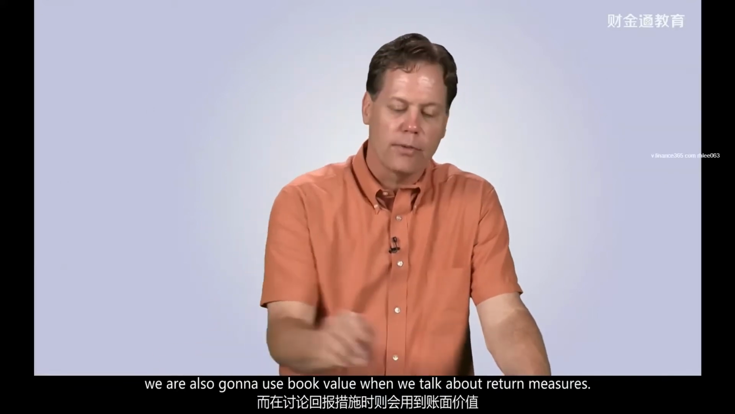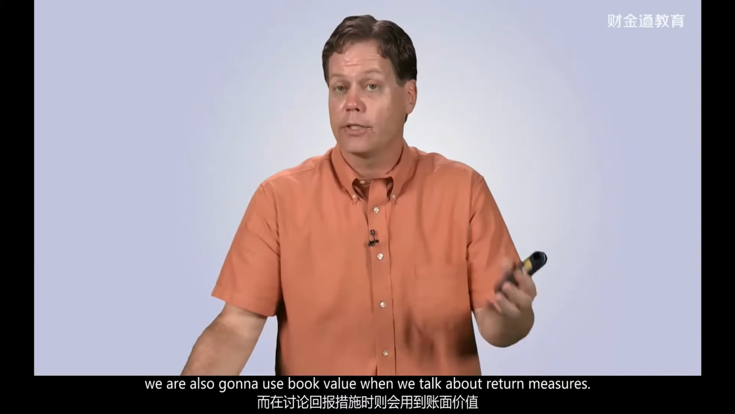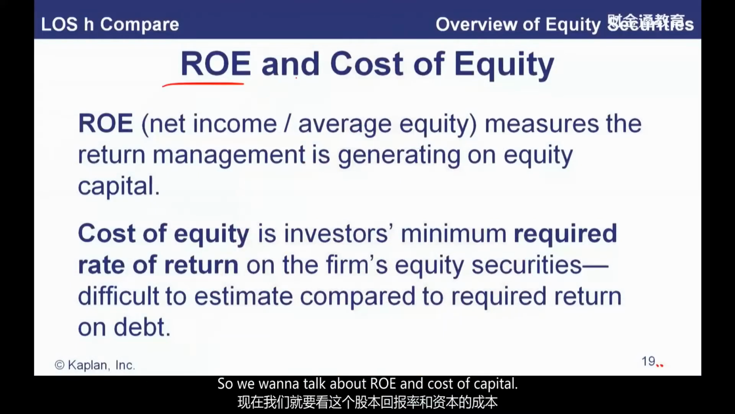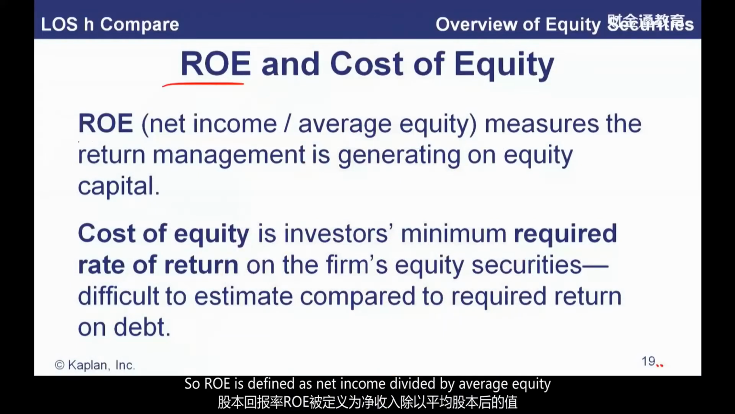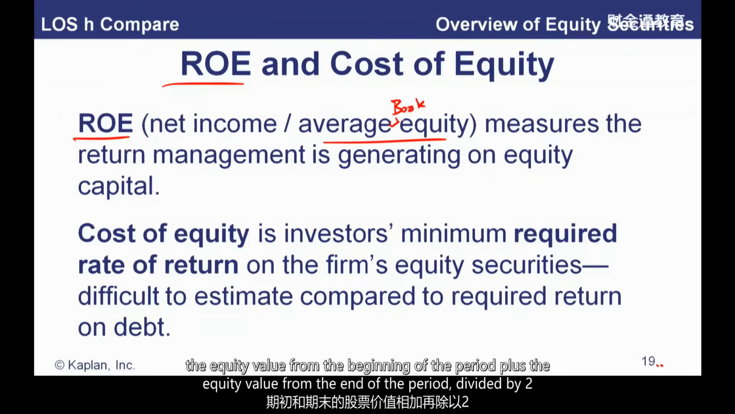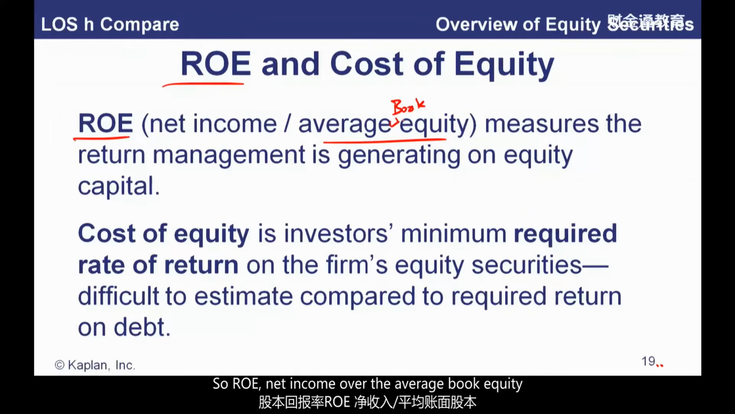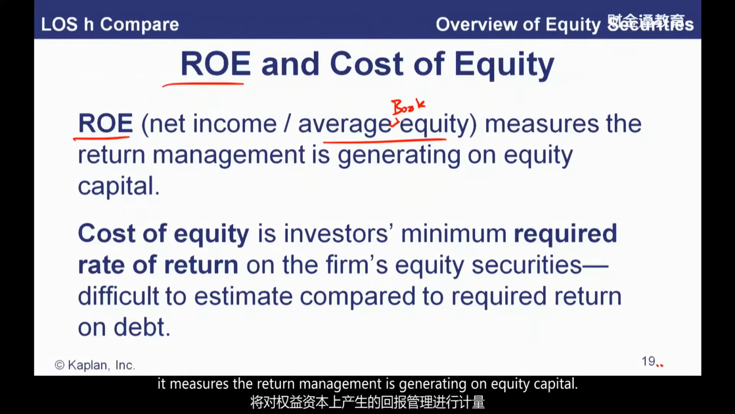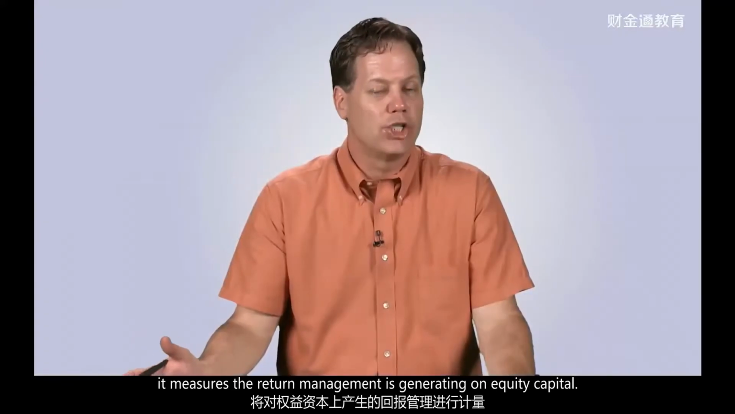We're also going to use book value when we talk about return measures, so we want to talk about ROE and the cost of capital. ROE is defined as net income divided by average equity, and this is book equity. Average book equity just means take the equity value from the beginning of the period plus the equity value from the end of the period, and divide it by 2. So ROE, net income over average book equity, measures the return management is generating on capital.